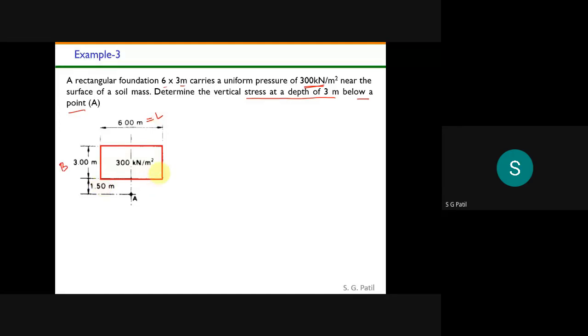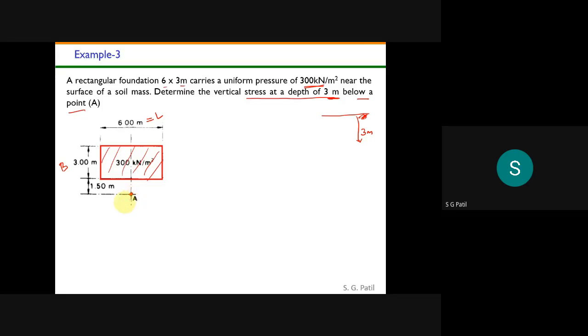Now they are asking you to find out the stress increase at point A at a depth of how much? A depth of 3 meter, 3 meter below the ground level. Okay, so suppose this is my ground level. At 3 meter depth, they are asking 3 meter depth. So now, if you see this point, the point is falling away from your loaded area. So this is the loaded area actually. This is the loaded area, but they are asking you to find out the stress increase at point A.